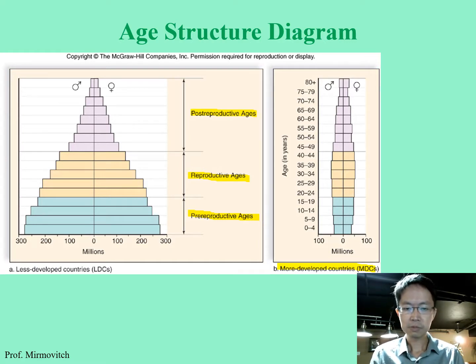So the population growth is very low. But for the less developed country, it is a pyramid shape, meaning that we have a lot of children in the pre-reproductive age. They will become reproductive age. That means the pyramid will become larger and larger, because we have a lot of kids, and in the reproductive age, we also have a high population. So as you can see, the population will continue to grow in the less developed country. It is difficult to stabilize at this point.